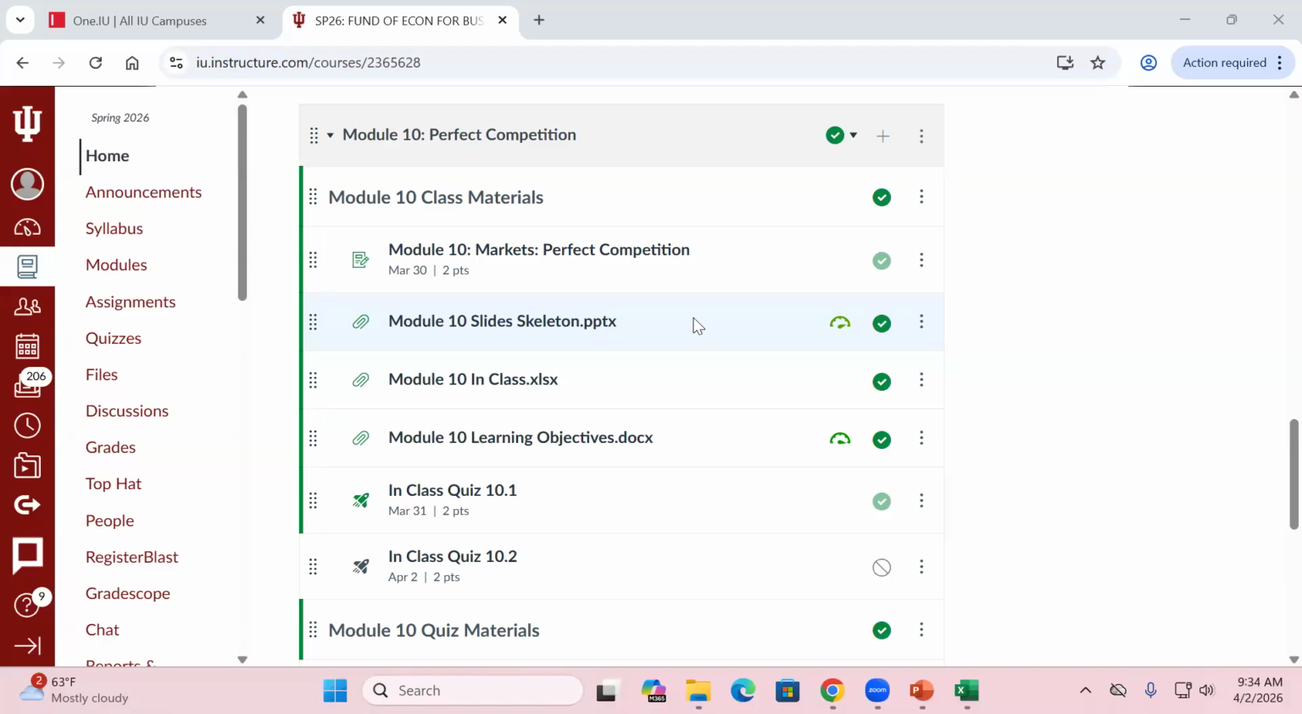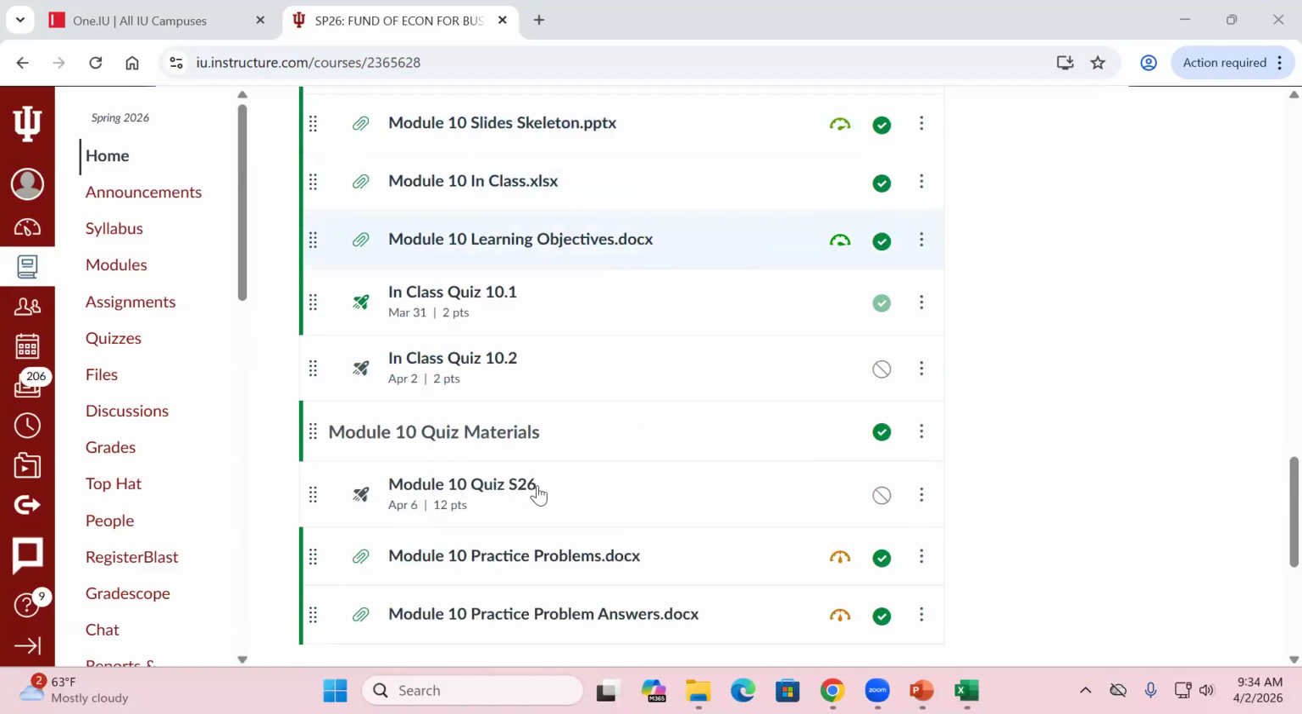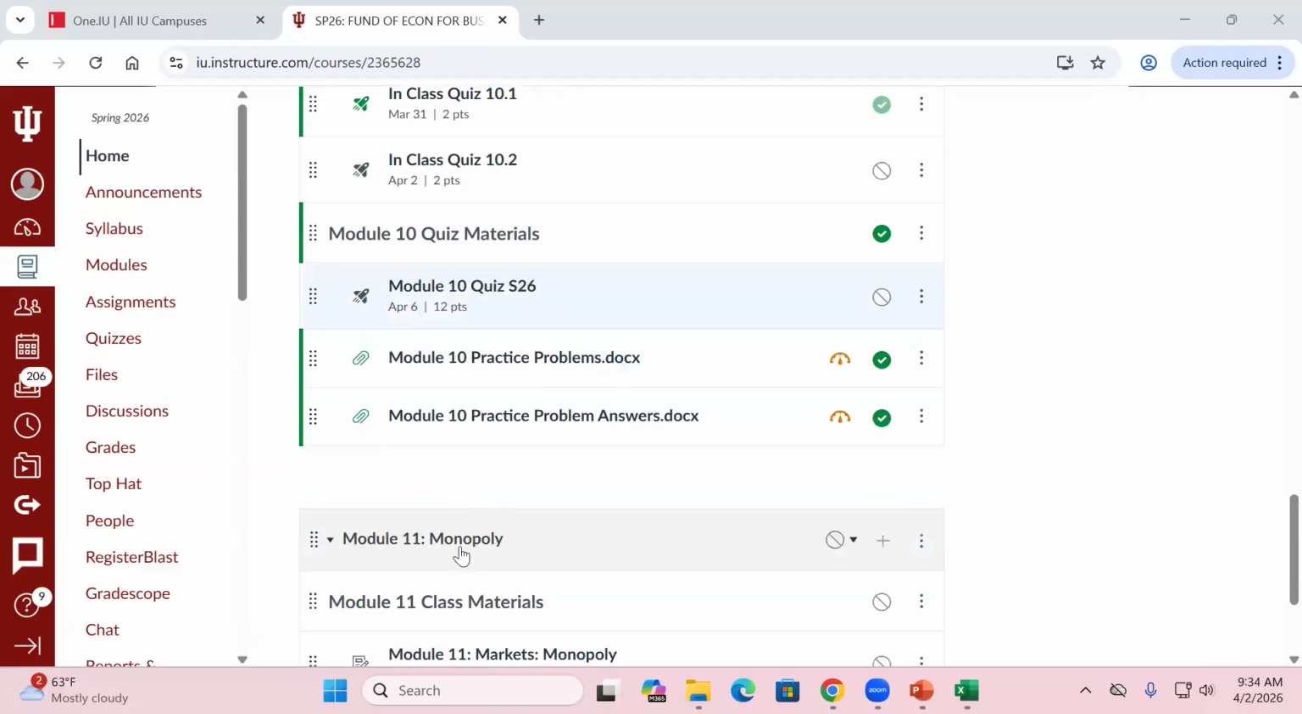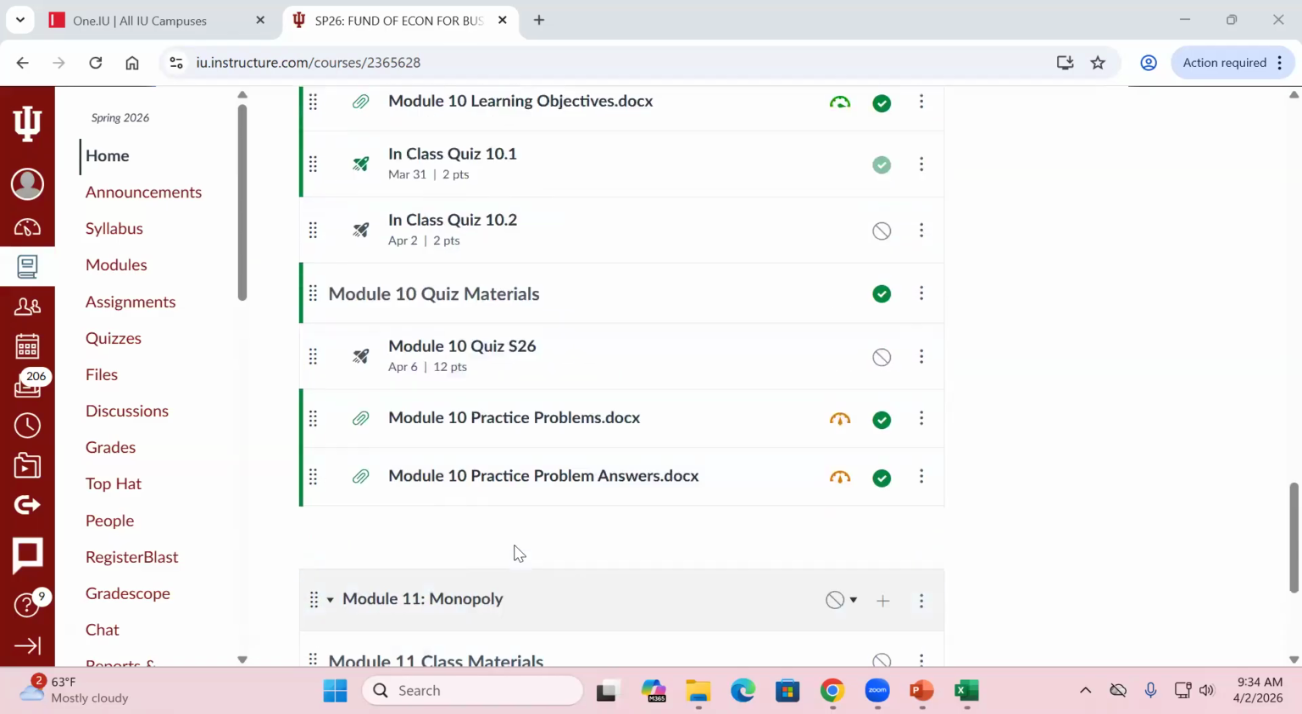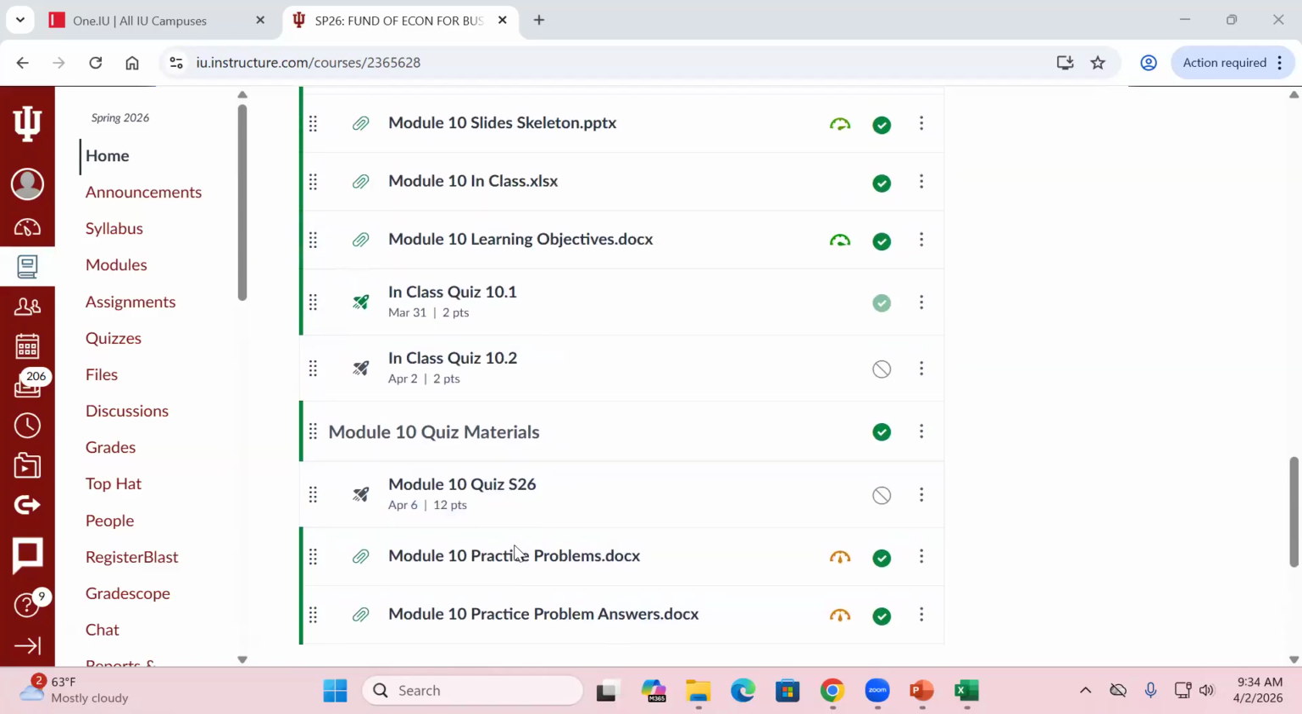All right. So, a couple things before we get going here. We're kind of back into that routine where after class today, you'll see that module 10 quiz pop up. You've got those practice problems. You'll also see that module 11 reading pop up. Those are both due at the end of the day on Monday.